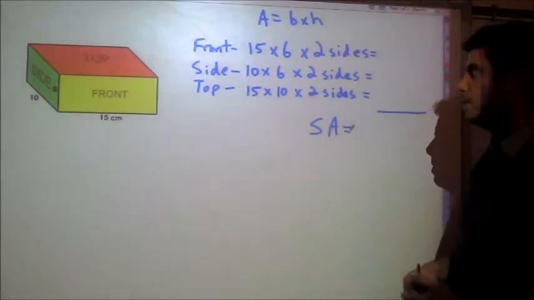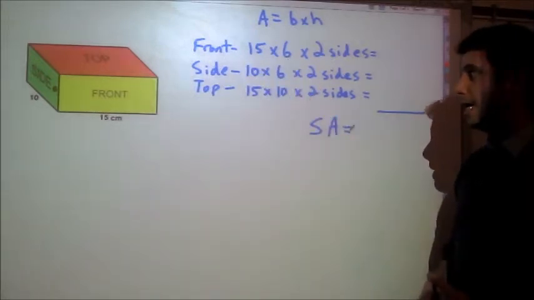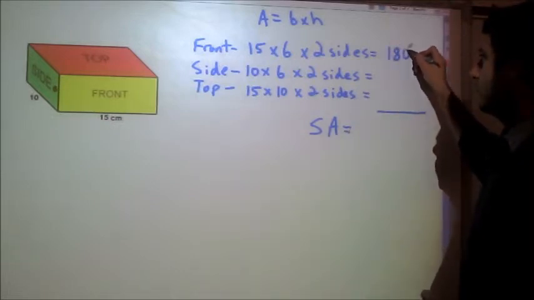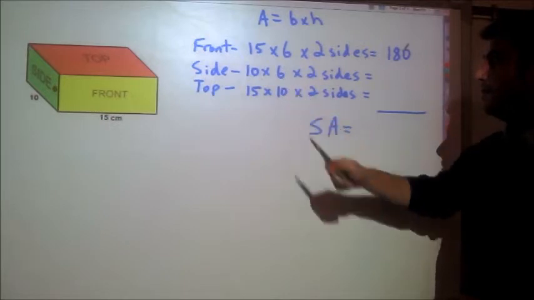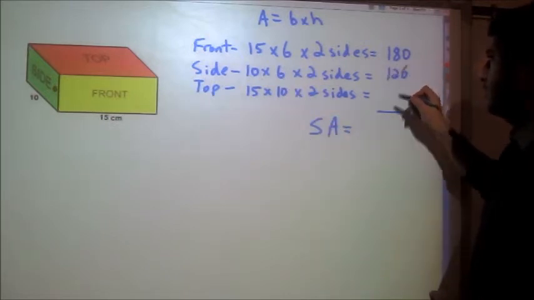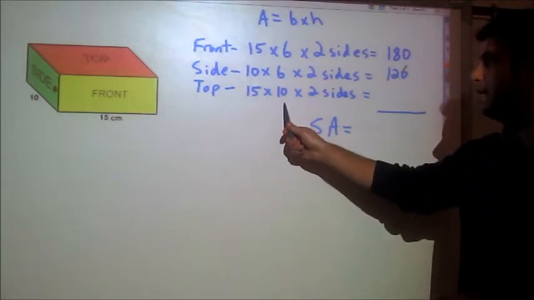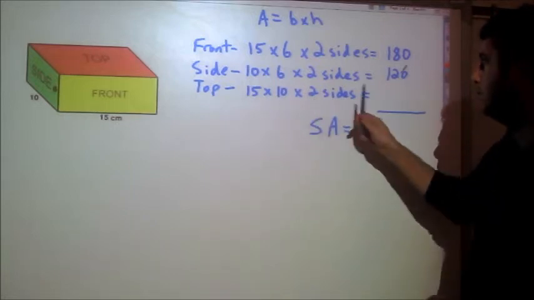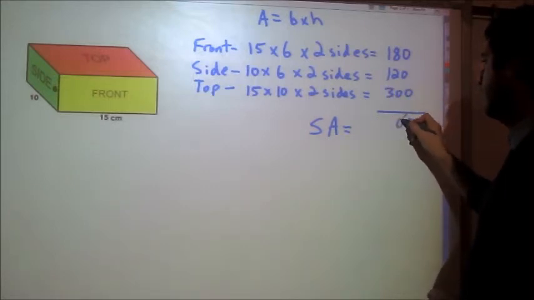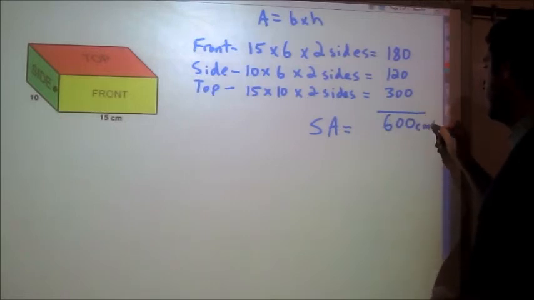Now we're dealing with centimeters here, so 15 times 6, that would be 90 times 2. 90 times 2 is 180 centimeters. 10 times 6 is 60. 60 times 2 is 120. 15 times 10 would be 150. 150 times 2 would be 300. Okay, and then we can add these up. And that will give us 600 centimeters squared.